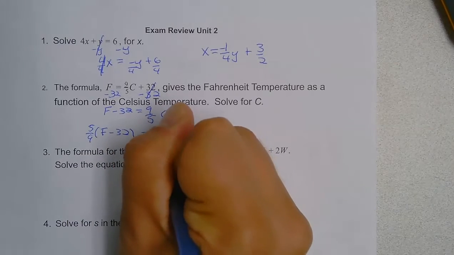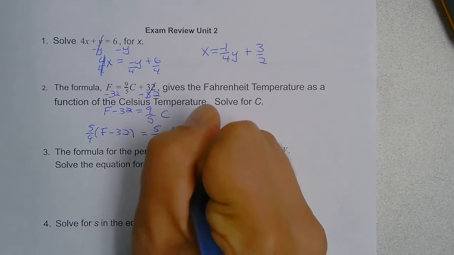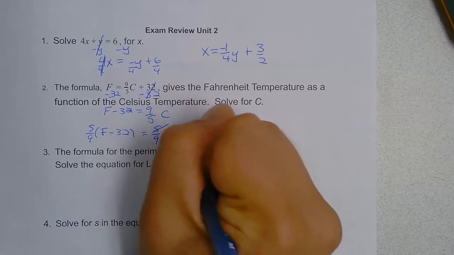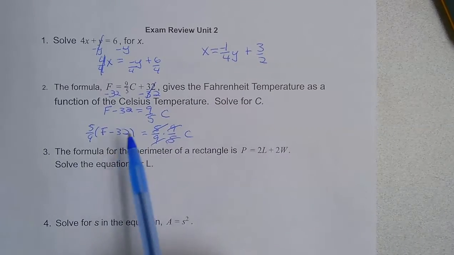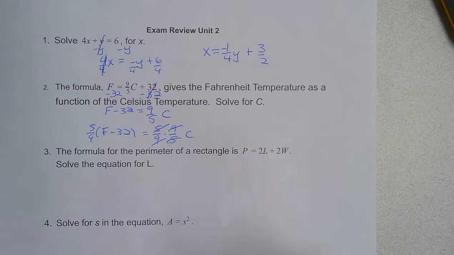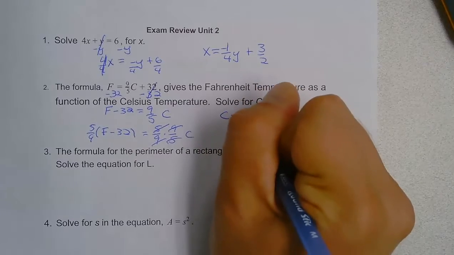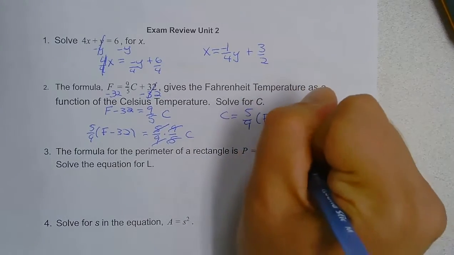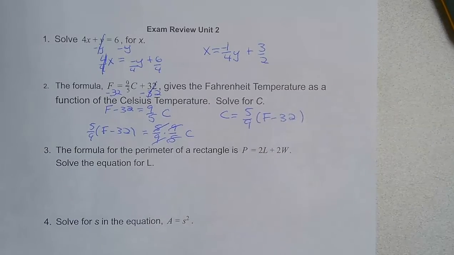And then here, that would be 5 over 9 times 9 over 5 C. So then that all will cancel out, and we're left with C by itself. And I'm going to switch the two sides of the equation. So we're going to have C equals 5 over 9 times F minus 32.